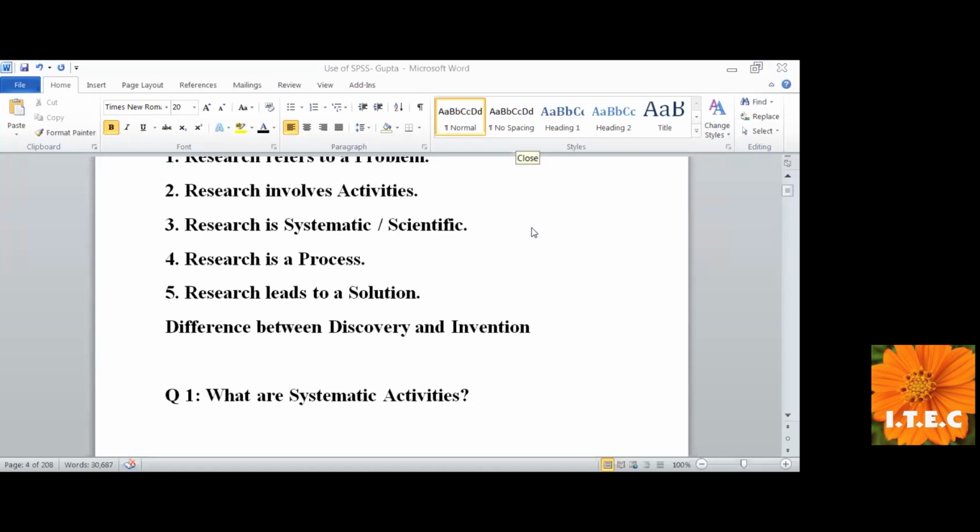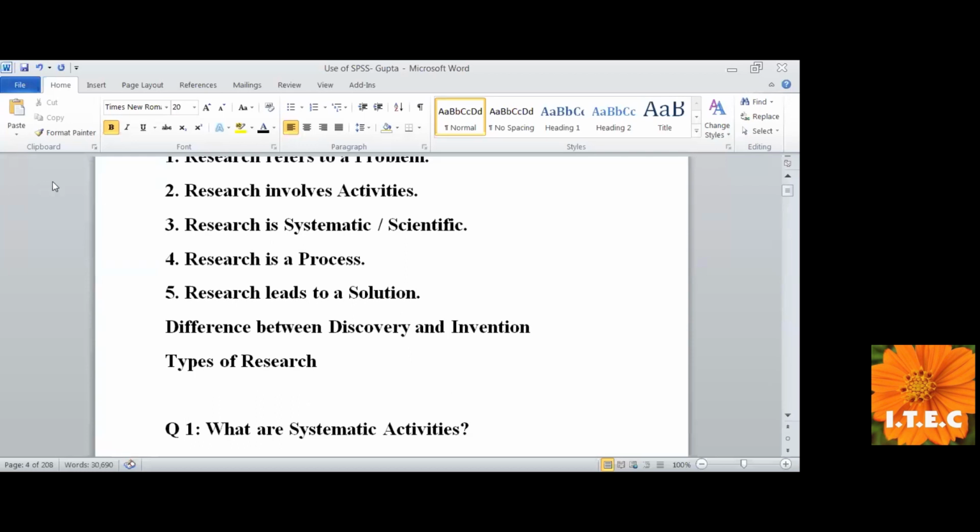So I hope you have got all these differences. Do you want me to write, or you have already understood? Have you understood, or do you want me to write? Okay, that's good. Now let us go to next. Next is the types of research. So let us give you the types of research.